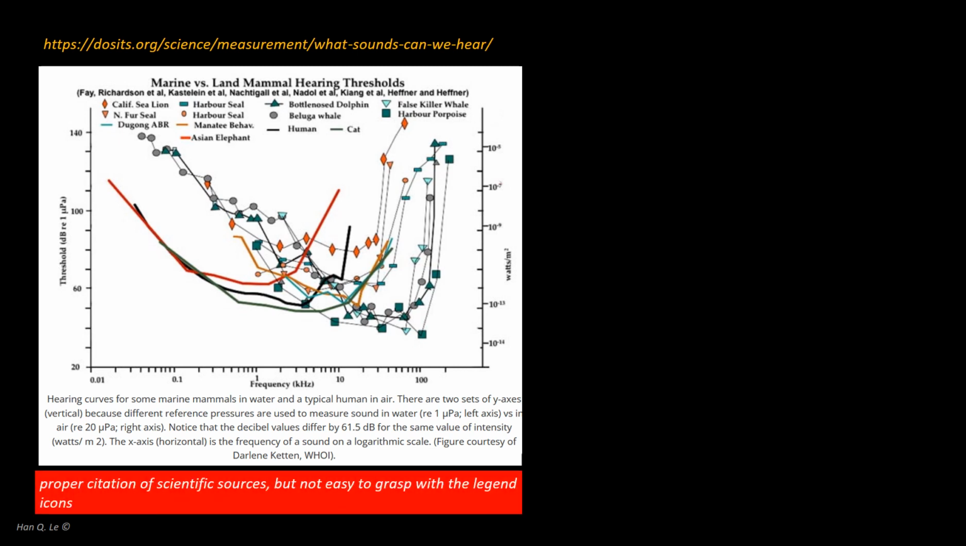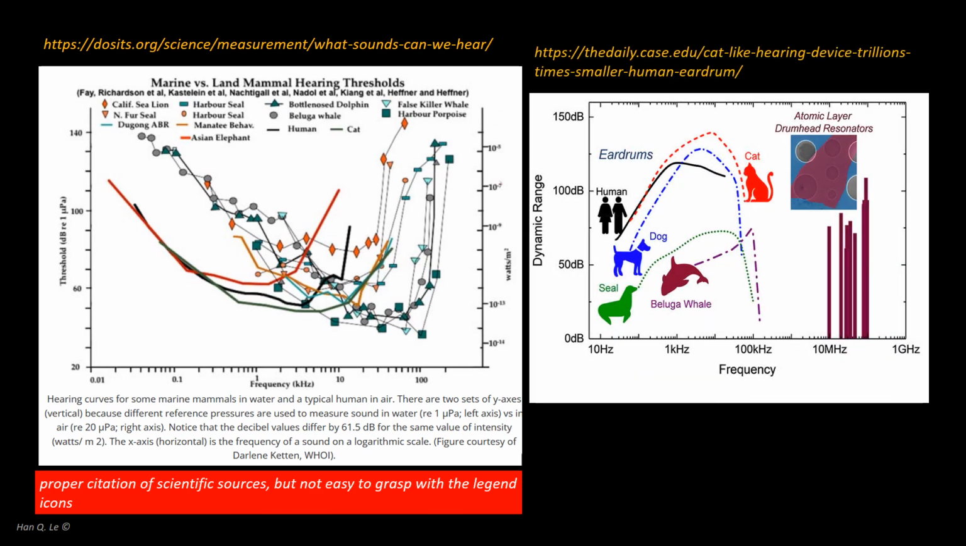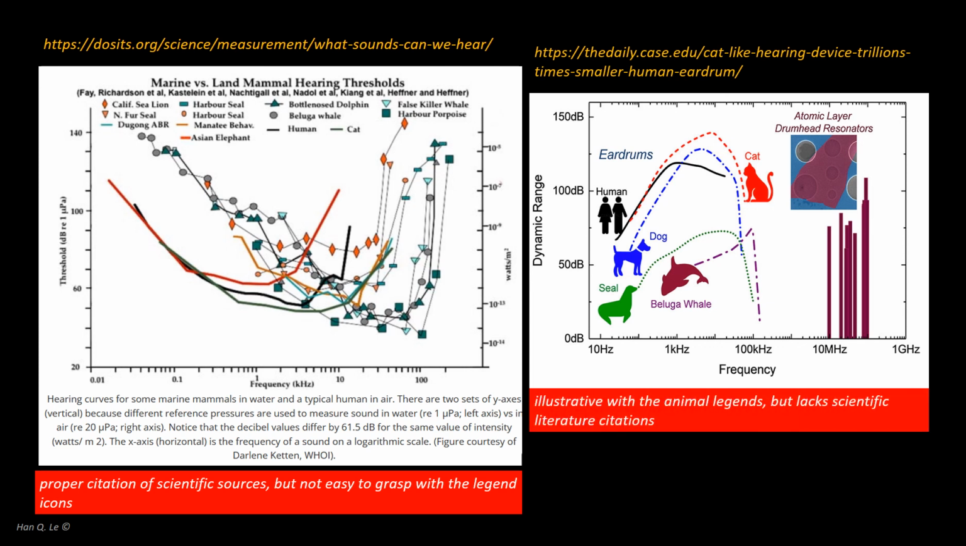On the left, at the top is the URL citation. This article and the chart present proper scientific literature citations. However, it would be difficult for a casual reader to see, with all those small polygons as legend icons. On the right-hand side, this article chart is illustrative and easy to grasp, thanks to the chart legends that use animal silhouettes. However, the article does not cite scientific sources, and it is unlikely the authors of the article did those original research themselves. Hence, it can be used, but is not perfect in terms of credential presentation.